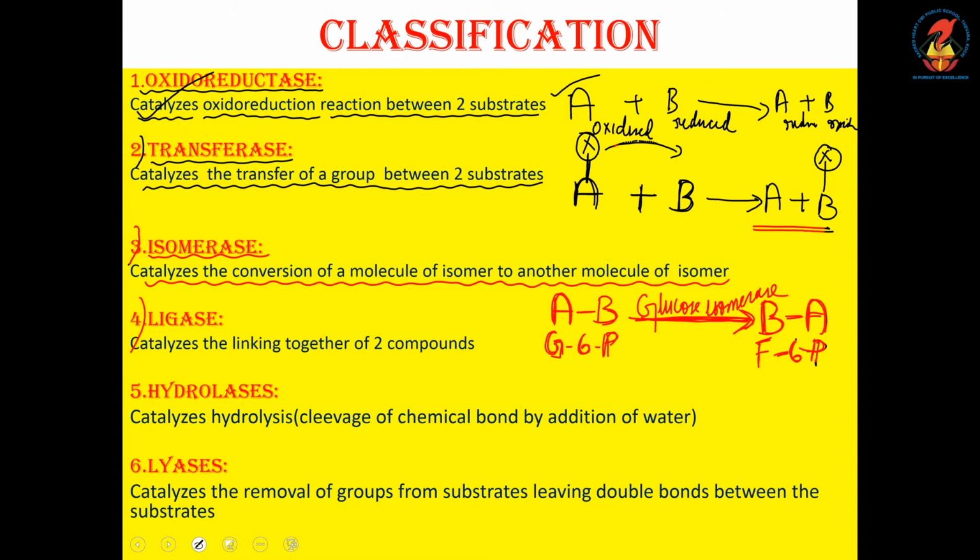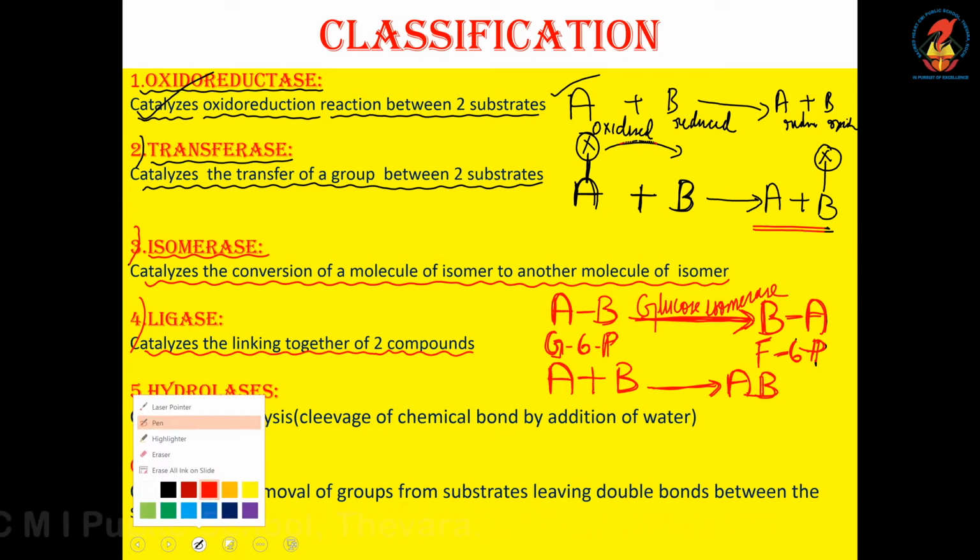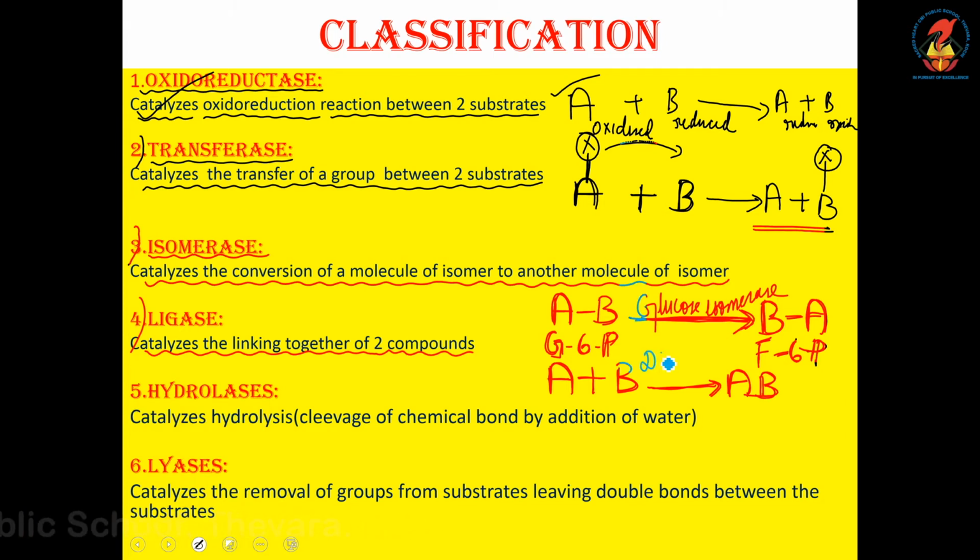Next, ligase. It catalyzes the linkage together of two compounds. For example, A plus B gives AB. Very simple. So, ligase combines the two substrates A and B, and we get the product AB. A very good example is the DNA ligase, which we will be learning in 12th standard. I will just mention it here. DNA ligase.